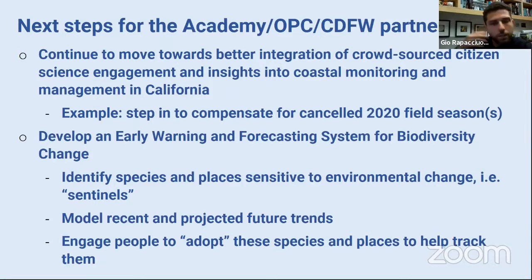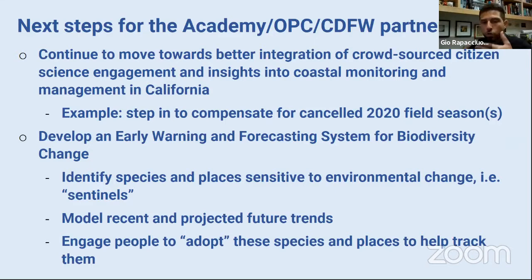And continuing with that thought, we're working with OPC and CDFW on developing and formalizing an early warning and forecasting system for biodiversity change on the California coast. Compared to the current tools, that's doing two things. It's really honing in on the predictive forecasting potential of these data and these tools, and then really thinking deeply about vulnerability of places and species to environmental change.